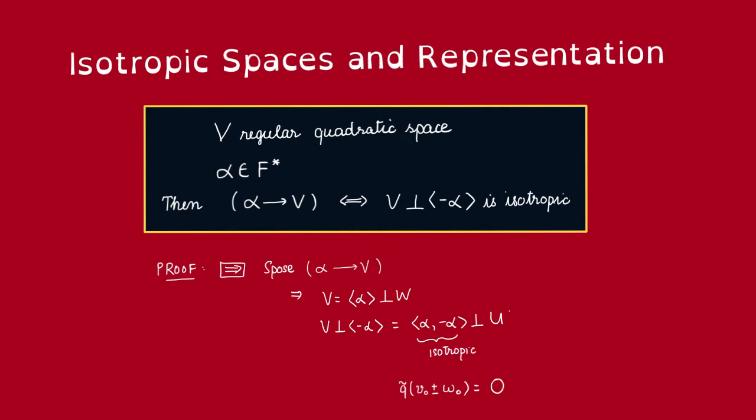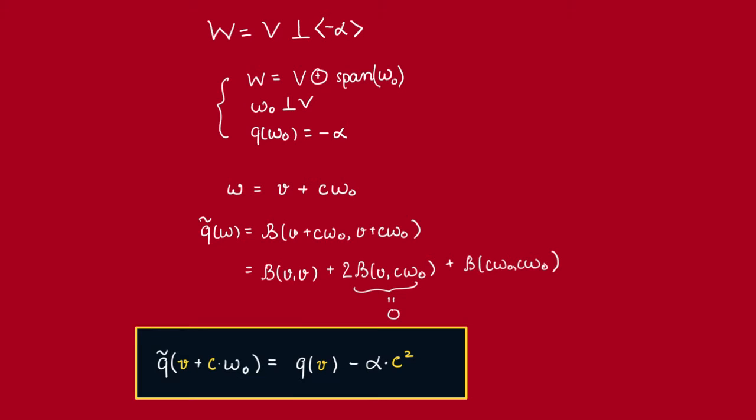This turns out to be equivalent to saying that this space is isotropic. But let's first explain what this space is. In particular, what is the quadratic form on this space? Say we already have a quadratic form Q on V. We want to extend this quadratic form to this space, right?